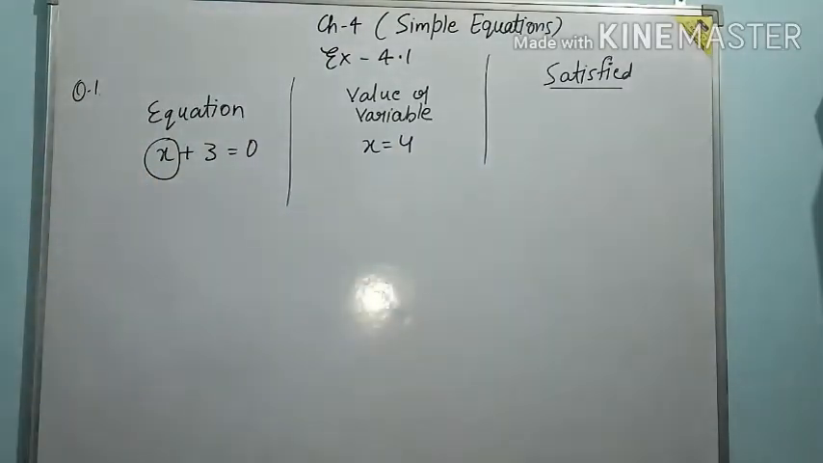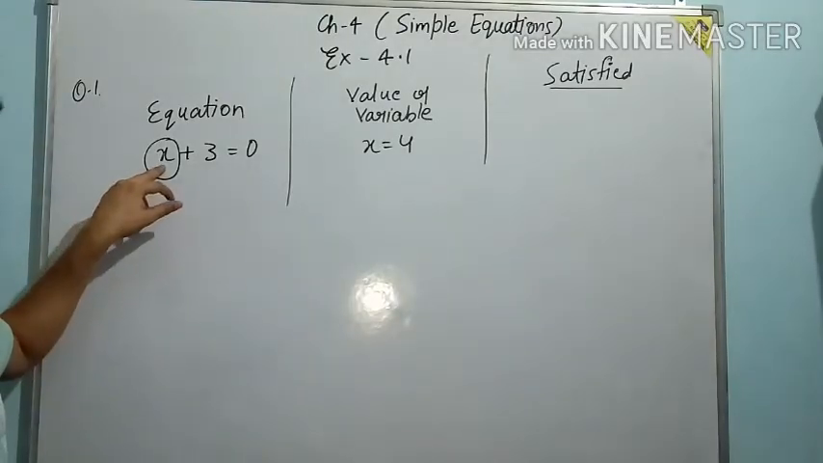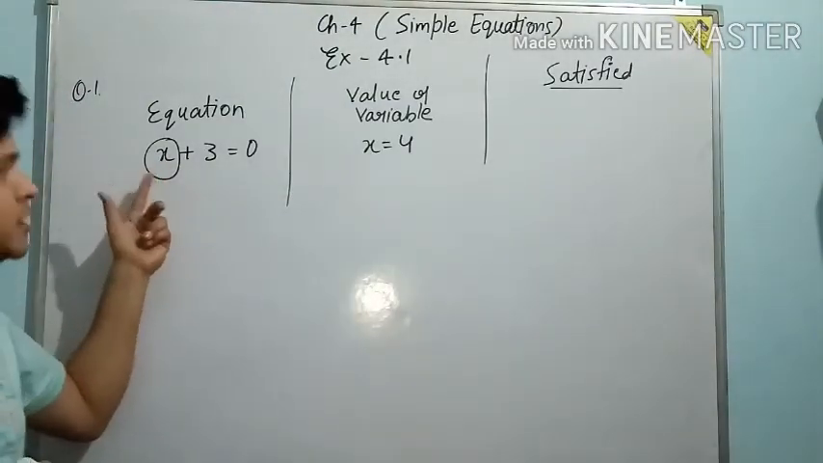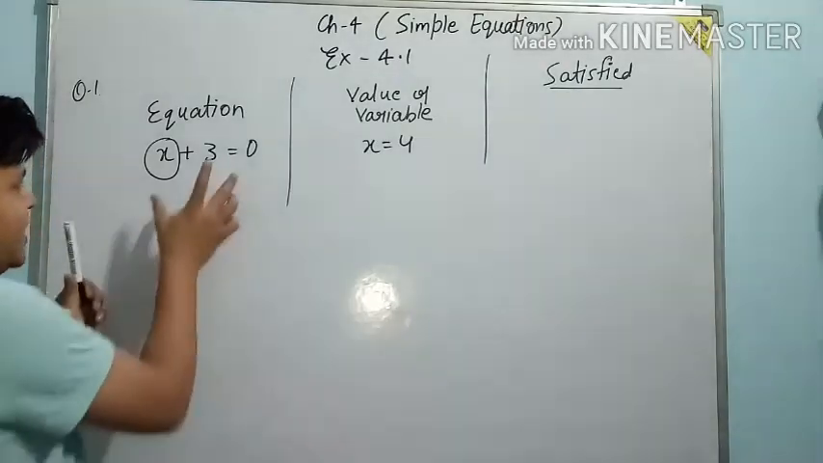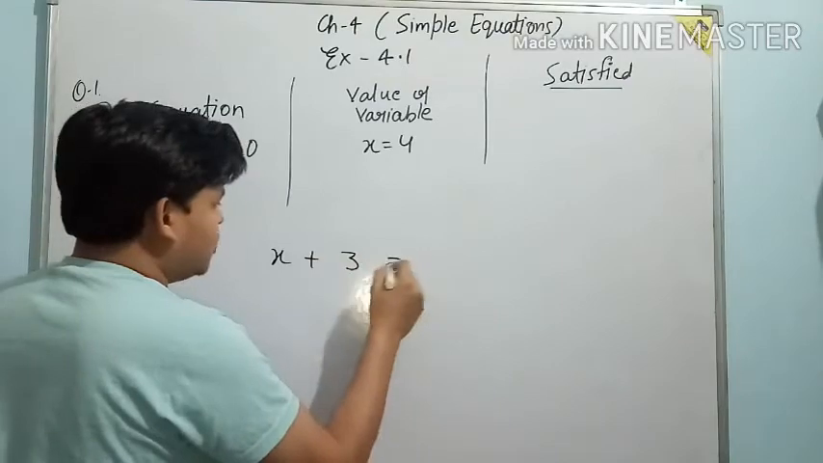So what will you do? What we have to do is, in place of this variable, that means x, we will substitute this value. यानी इस वेरिएबल की जगह पर हमको ये वैल्यू पुट करनी है, और फिर हमको देखना है कि... जैसे कि मैं इक्वेशन को यहाँ लिखता हूँ, that x plus 3 is equal to 0.